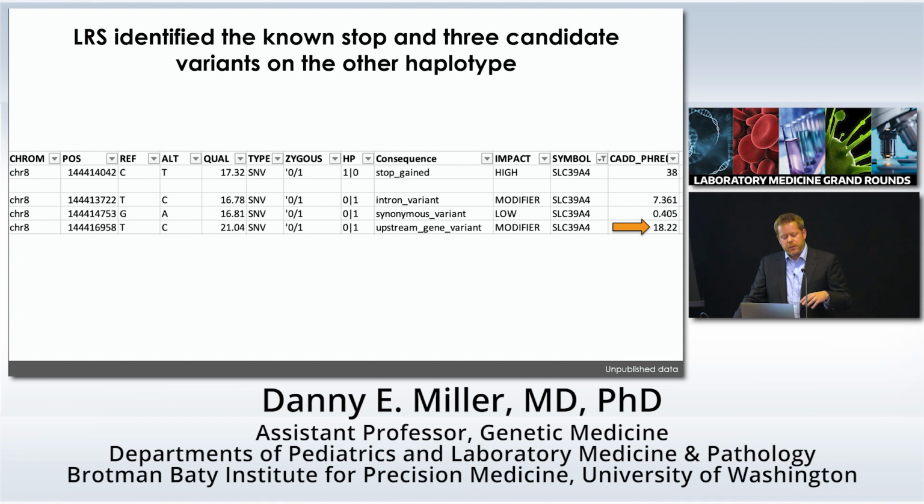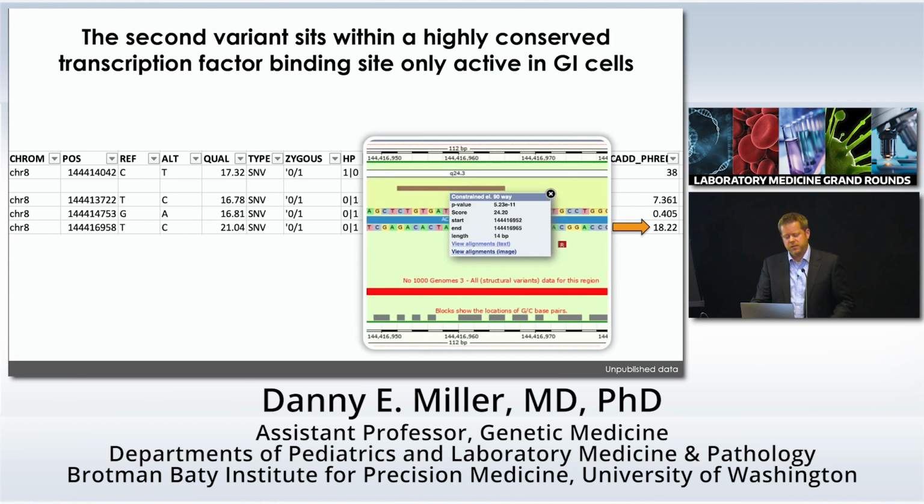On the second haplotype, we quickly get a small list of variants that are rare. One's an intronic variant. One's a synonymous variant, probably not doing anything. The SpliceAI score was not interesting. But there's this upstream gene variant that has a CADD score of 18 that caught my eye. That's a kind of high CADD score, and maybe it's a regulatory variant. So let's go take a look and see what it does.